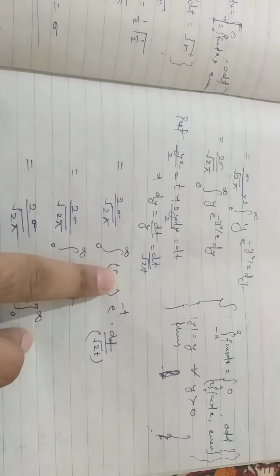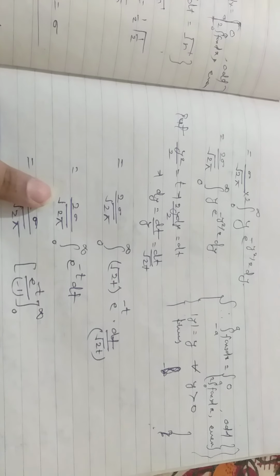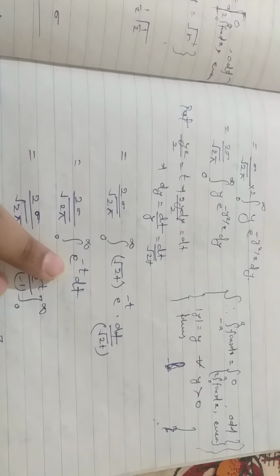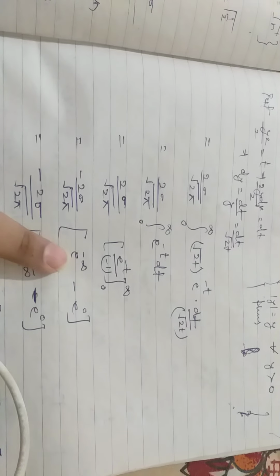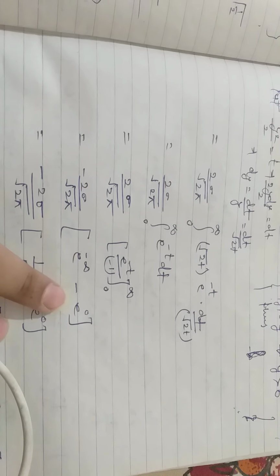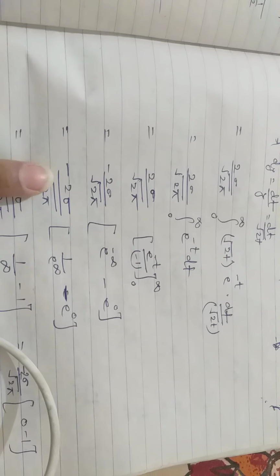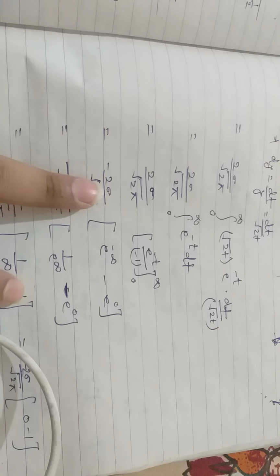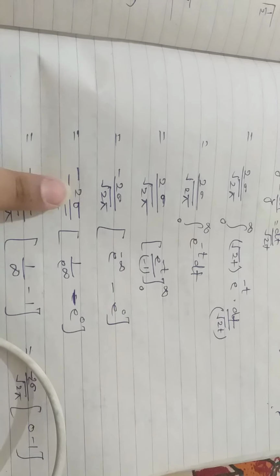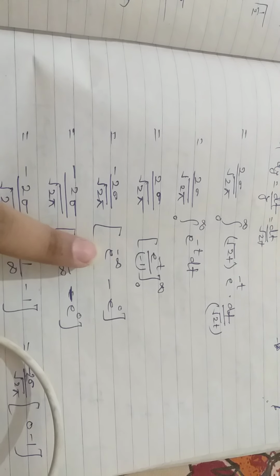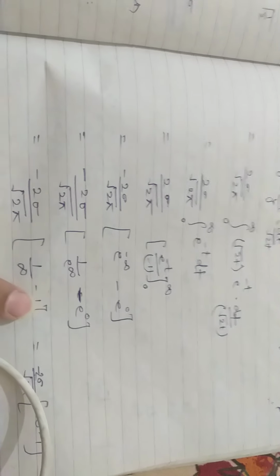These cancel out to each other and we will get 2 sigma upon root 2 pi, integral from 0 to infinity of e raised to minus t dt. And we know that the integration of e raised to minus t is e raised to minus t divided by minus 1, and the limit is 0 to infinity. Then upper minus lower: e raised to minus infinity minus e raised to 0. This minus comes out of the integral limit: minus 2 sigma upon root 2 pi, 1 upon e raised to infinity minus e raised to 0.